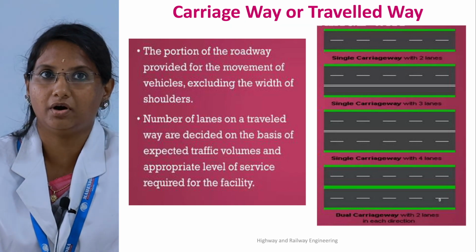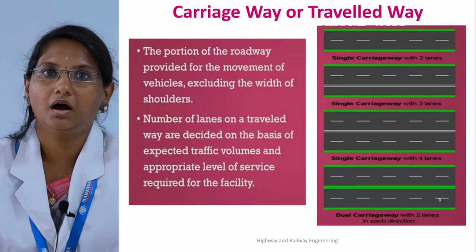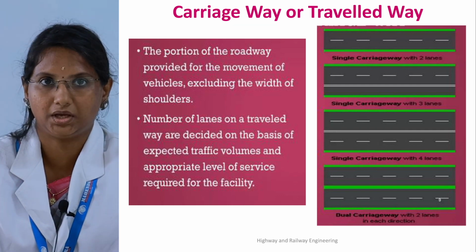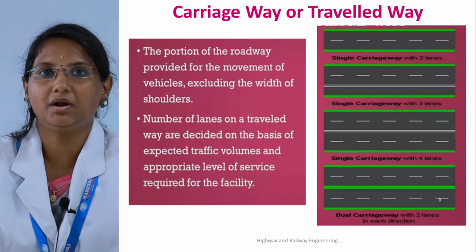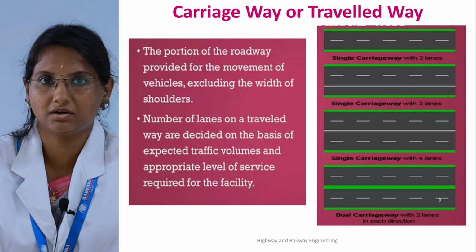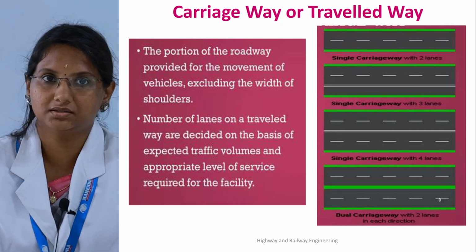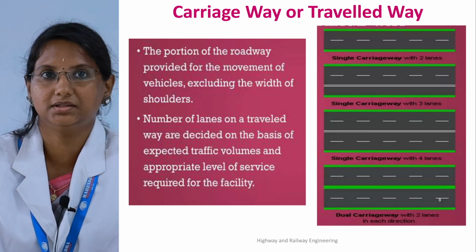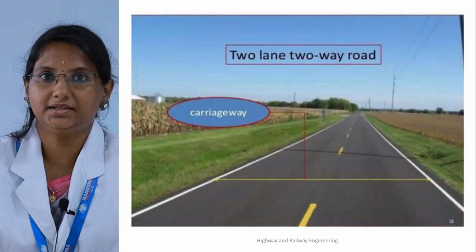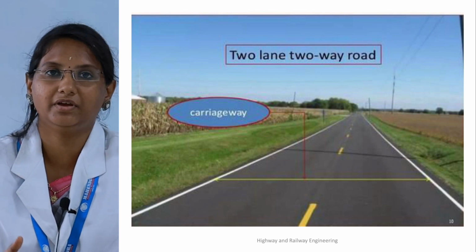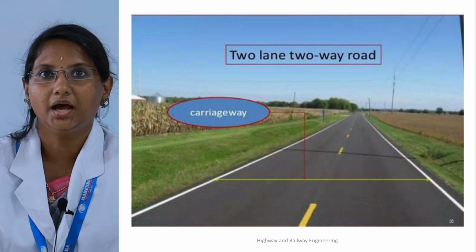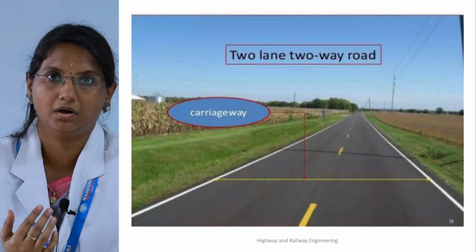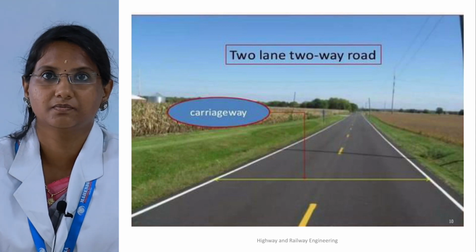The next main component is the carriageway. The main purpose of the carriageway is the mobility of vehicles. The place where vehicles move on a road is termed as a carriageway. In a carriageway, the number of lanes is decided on the basis of traffic volumes and the service required. Based on this, we adopt the number of lanes in the roads. This picture shows a 2-lane road where vehicles move in both opposite directions.